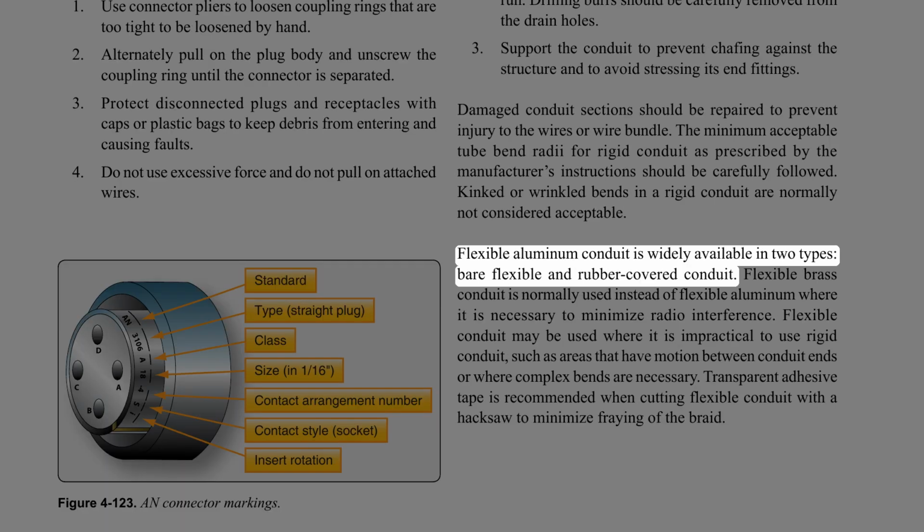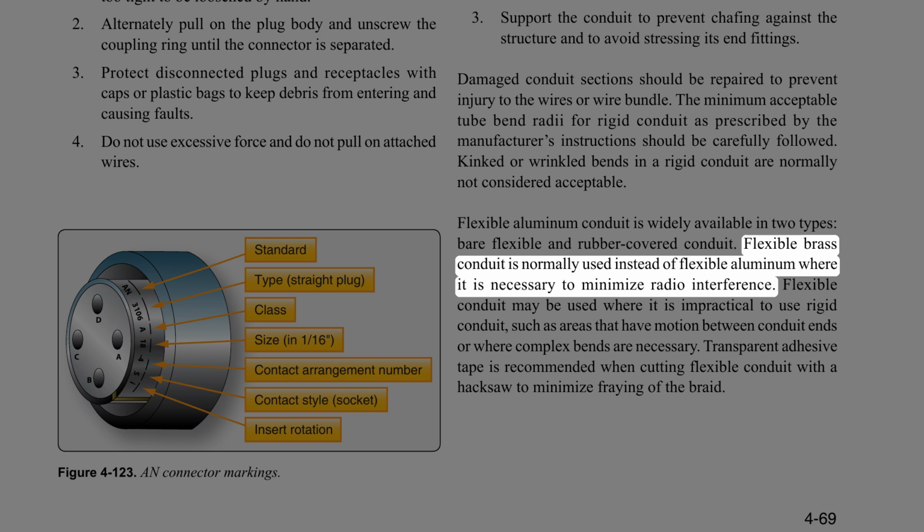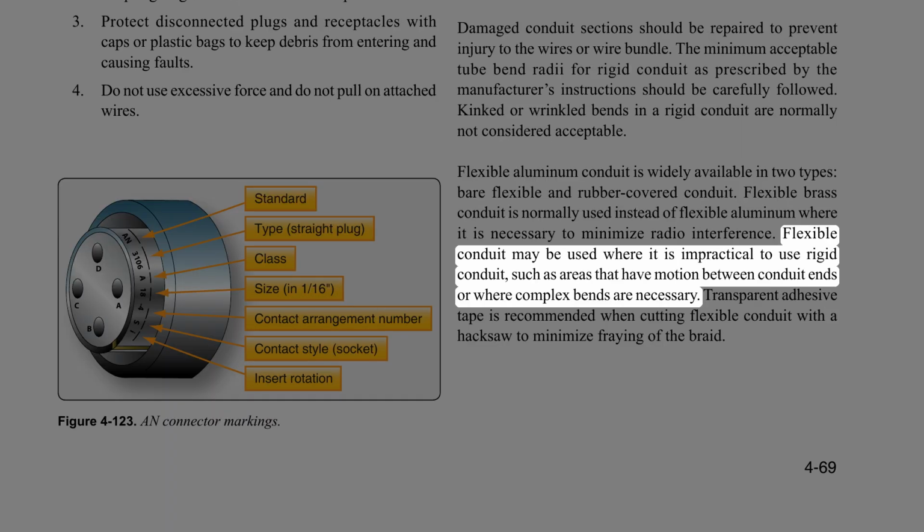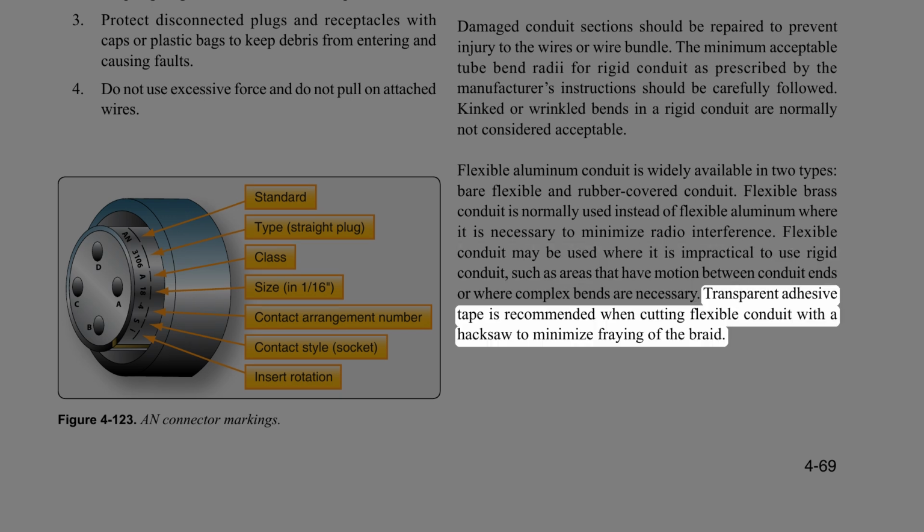Flexible aluminum conduit is widely available in two types: bare flexible and rubber-covered conduit. Flexible brass conduit is normally used instead of flexible aluminum where it is necessary to minimize radio interference. Flexible conduit may be used where it is impractical to use rigid conduit, such as areas that have motion between conduit ends or where complex bends are necessary. Transparent adhesive tape is recommended when cutting flexible conduit with a hacksaw to minimize fraying of the braid.